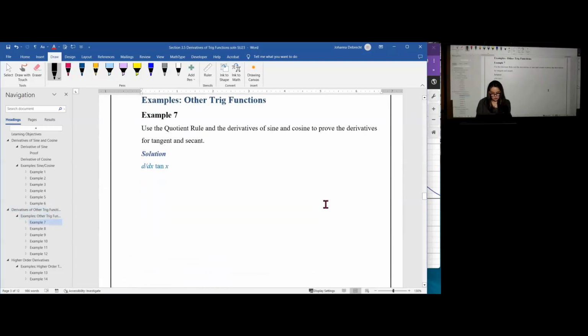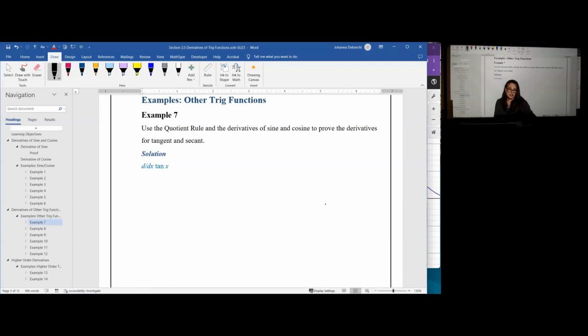Let's use the quotient rule and the derivatives of sine and cosine to prove that the derivative of tangent is secant squared. Yes, as long as you know sine and cosine's derivatives, you could, in fact, go ahead and compute the derivatives of the other 4 using product rule and quotient rule. Let's do this now. So we want to find the derivative of tangent of x.